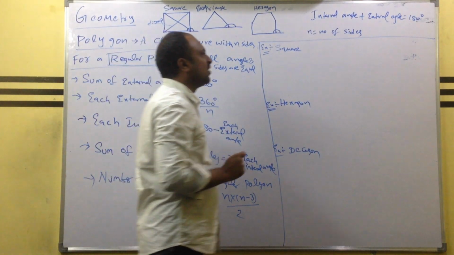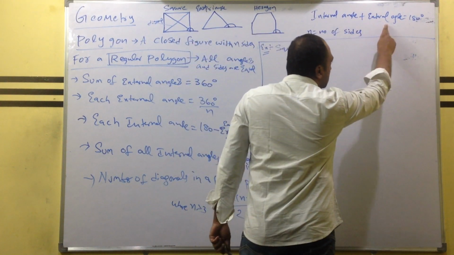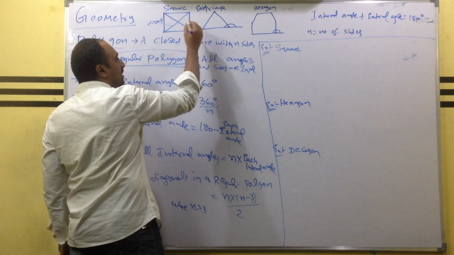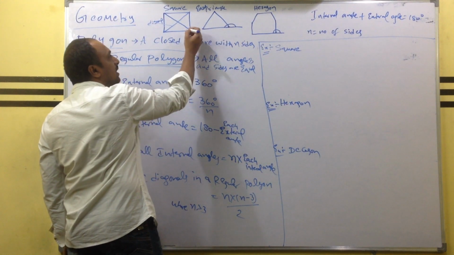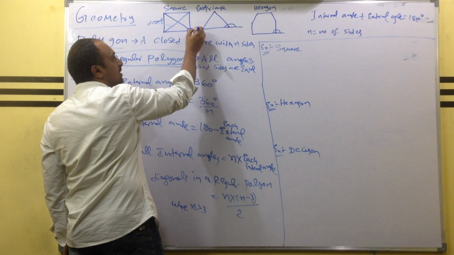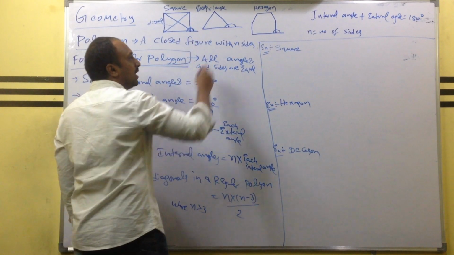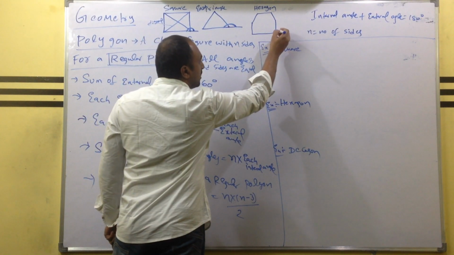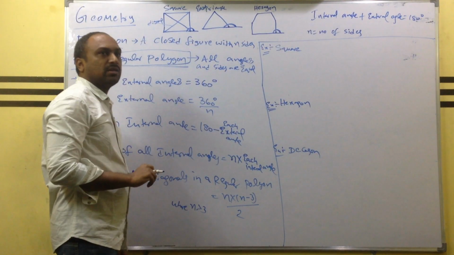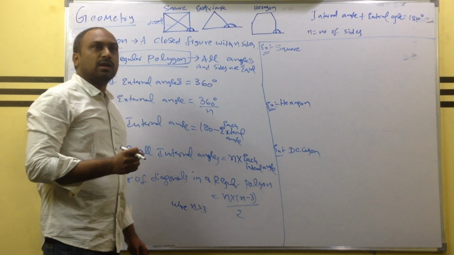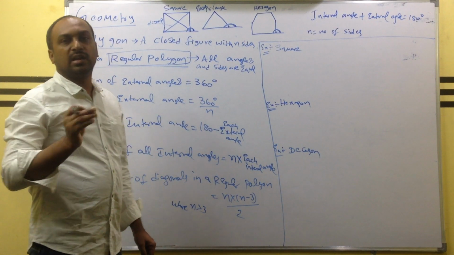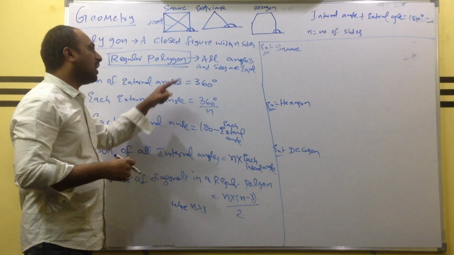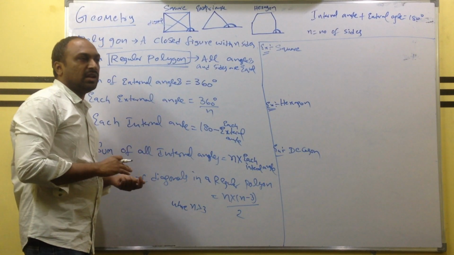One more thing that you need to know is that internal angle plus external angle is always equal to 180. Any person who has basic geometry knowledge knows it. For example, this is an internal angle and this is an external angle, altogether 180. And this is an internal angle and external angle, altogether 180. And here also it is 180. So obviously for any figure, not only a regular polygon, any polygon, internal and external angles should always add up to 180.